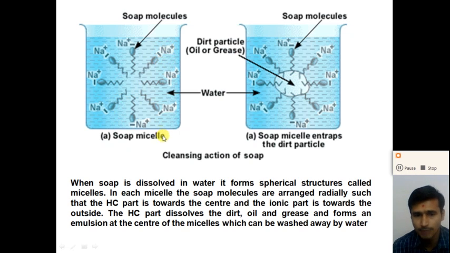So when the hydrocarbon part dissolves the dirt, in this type of water-soap solution, when there is a dirt particle, the hydrocarbon part dissolves the dirt, oil, and grease and forms the emulsion at the center of the micelles, which can be washed away by the water, right? So when this type of radial soap micelle occurs with the dirt at the center, the hydrocarbon part dissolves the dirt, oil and grease and forms the emulsion at the center of the micelles, which can be washed away by the water, right?